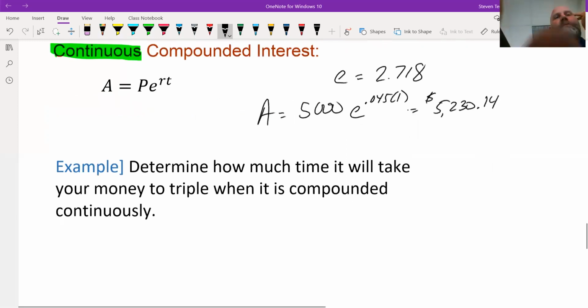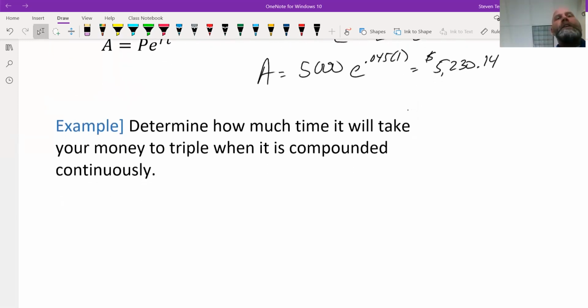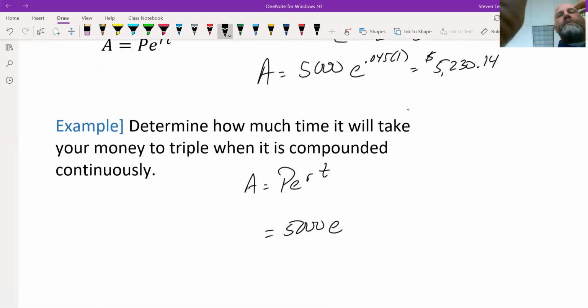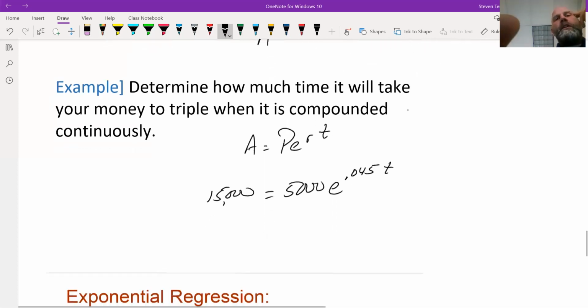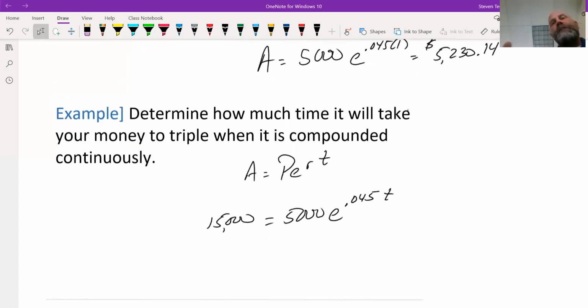Okay, so let's take a look at an example. Determine how much time it would take for your money to triple when it's compounded continuously. I'll start out with A equals Pe to the rt. Let's use this example of 5,000 times e to the 0.045, our rate as before, and it's asking how much time, so I'll put a t here. They want to know when your money is tripled, so this would be 15,000. Now you're going to have to solve for t.